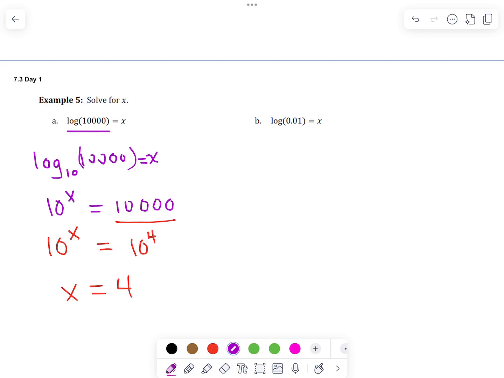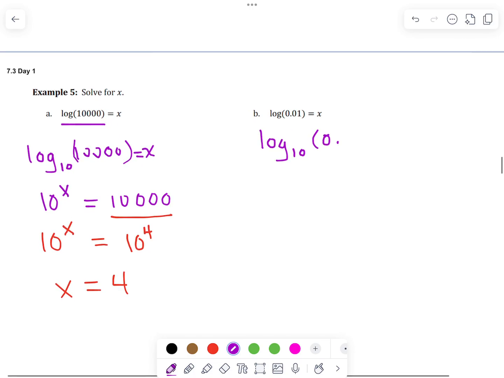All right, here's another common log problem where we do not have the base written down. It's understood that that's base 10. So I'm just going to go ahead and put the 10 in. Now I'm going to change it to an exponential. So it's 10 raised to the x equals 0.01.